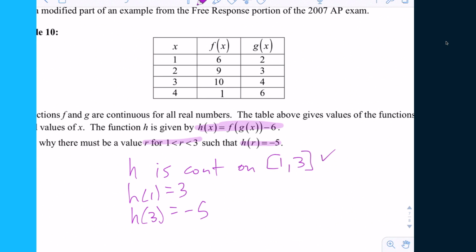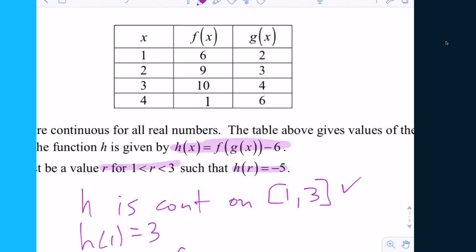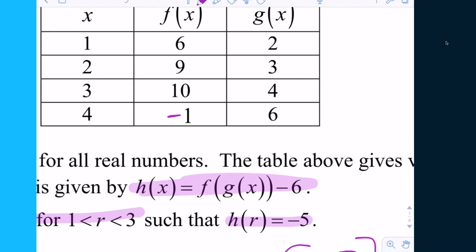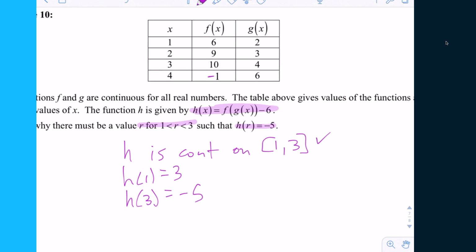Is that right? Did I do that right? Did I type it up right? 1 to 3, h of 3, g of 3. Did we do it? 4. Negative 1. Oh, okay. It's missing a negative. I was going to say that's not going to work. Okay, thank you, thank you.